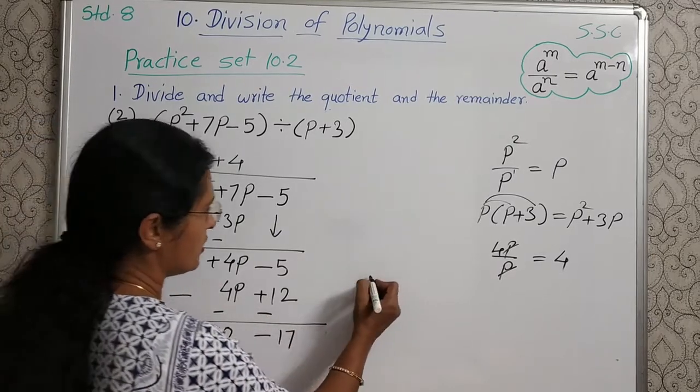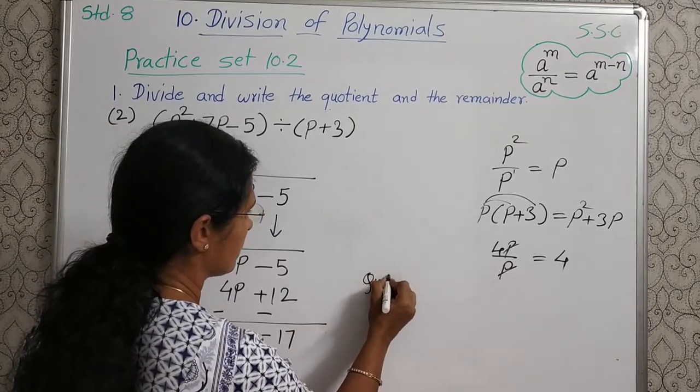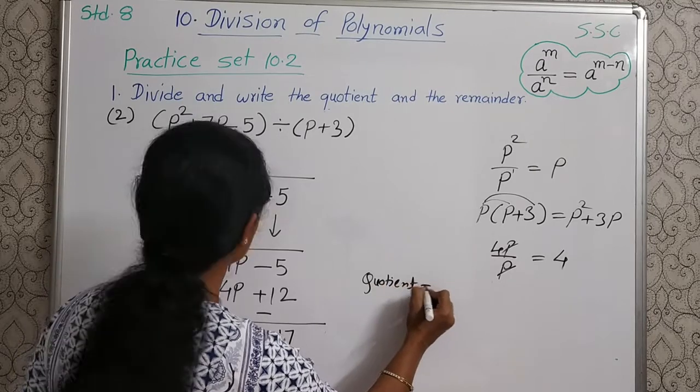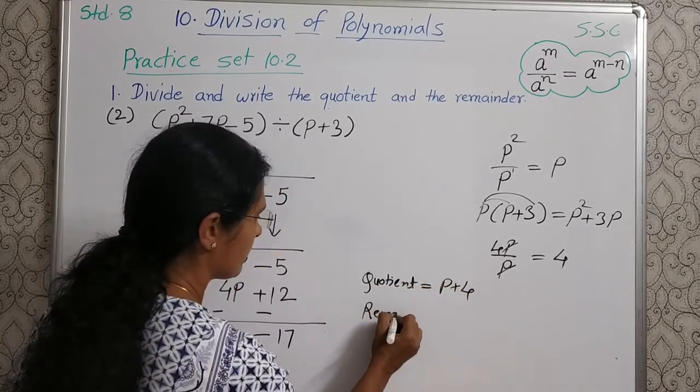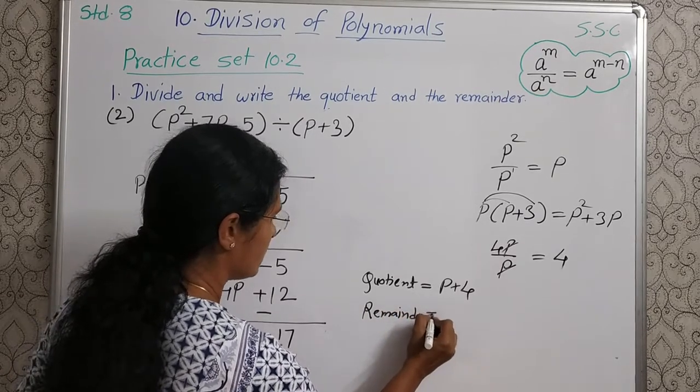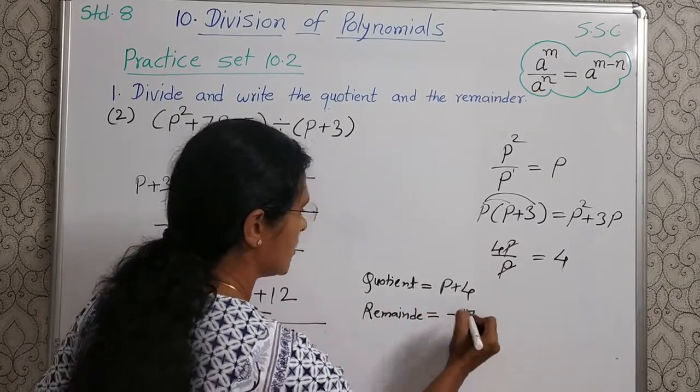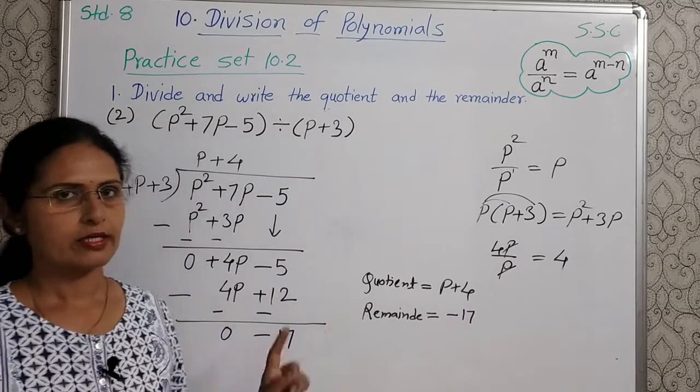So we'll write the answer. Quotient is equal to p plus 4 and remainder is equal to minus 17 for the second question.